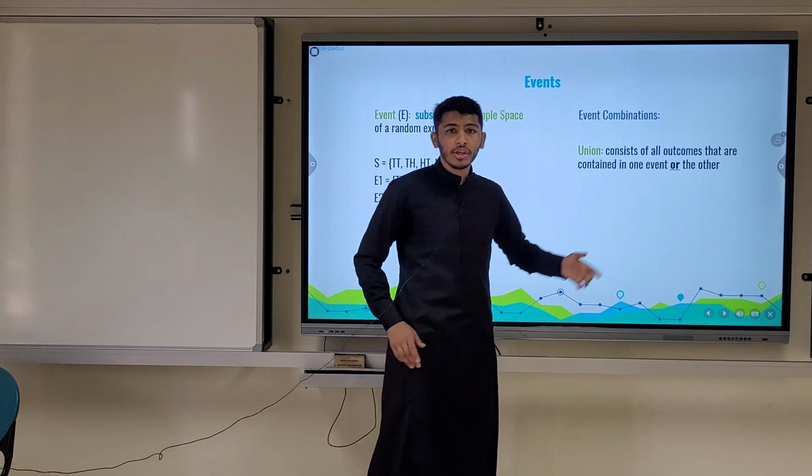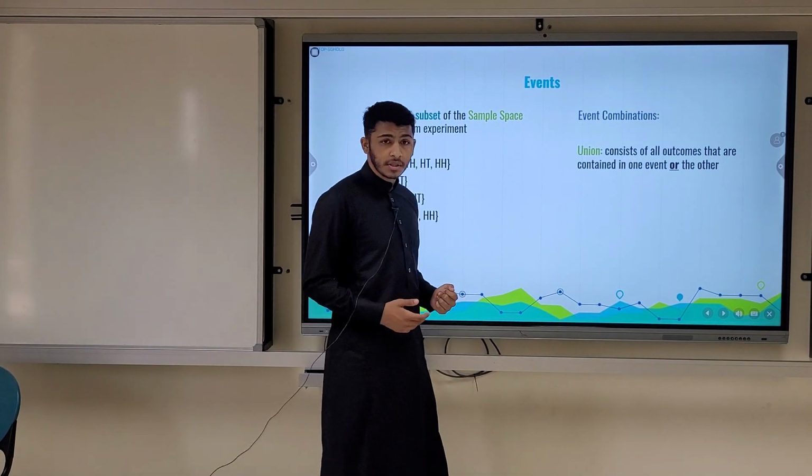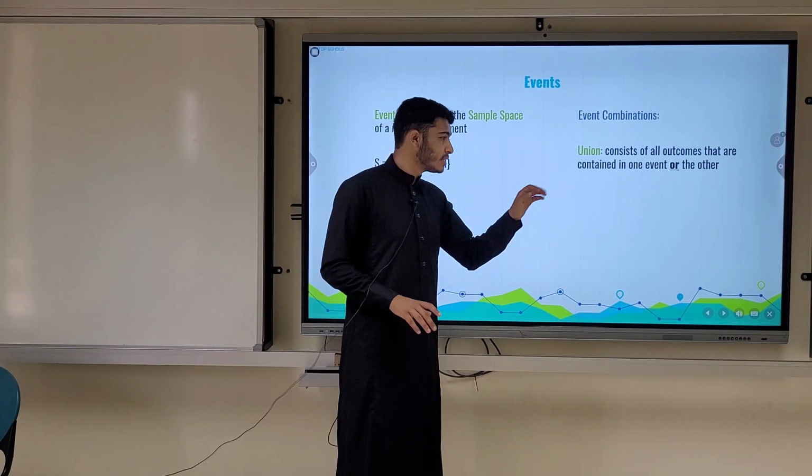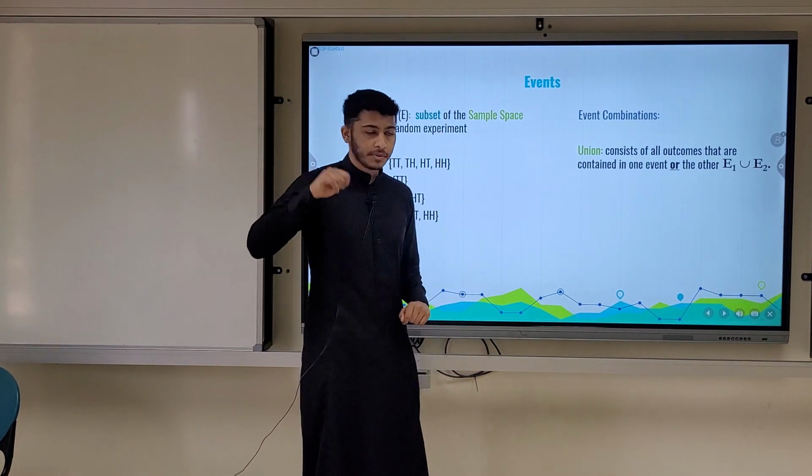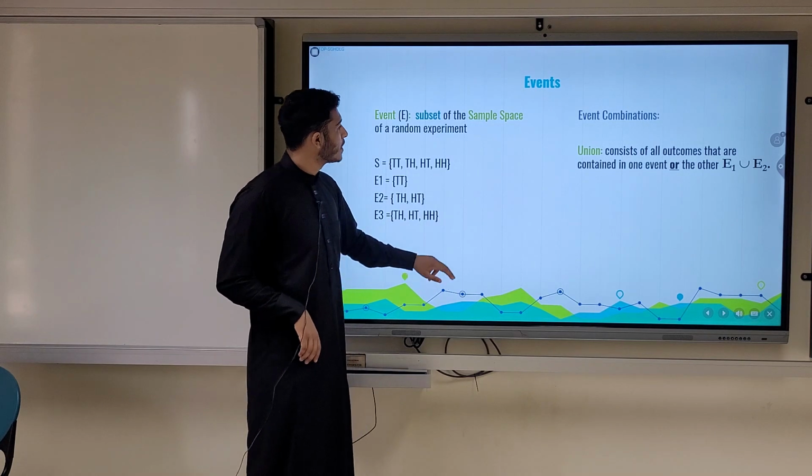So if you see the word "or," that might infer that you have a union here or something of that sort. So keep an eye out for it. It is denoted by this U shape between them.